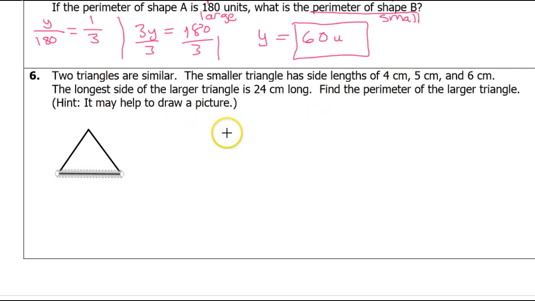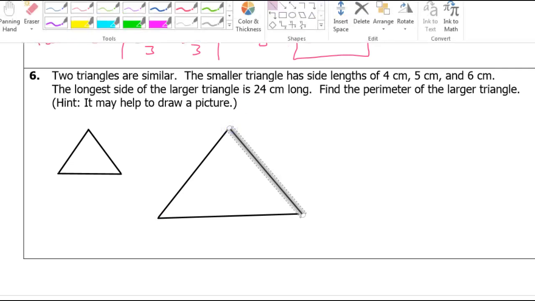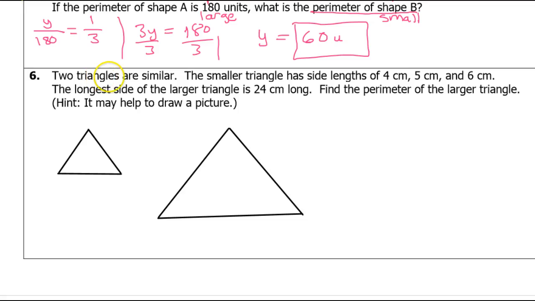And then there's a larger triangle, so I'm going to draw that. Okay, great. The smaller triangle has side lengths 4, 5, 6. Now the longest side of the larger triangle is 24. So that will correspond to the longest side of the smaller triangle. So I'm going to put it in the same position, put the 24 right here.